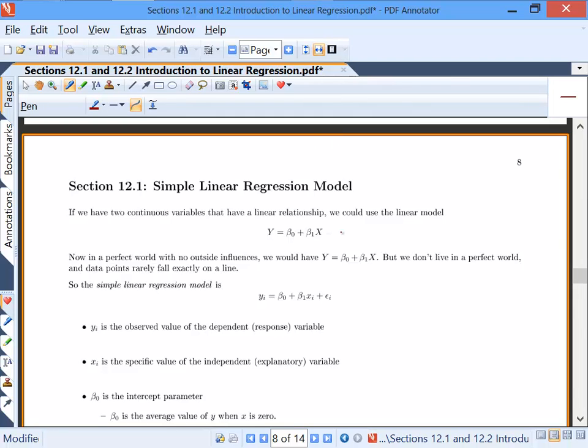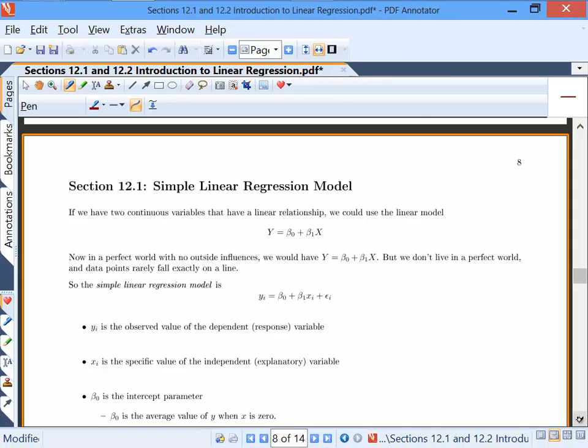Now in a perfect world, with no outside influences, no variation from person to person, we would have this perfect model, and all the points would fall exactly on a line. In practice, we don't live in a perfect world, and there's a lot of natural variation, and points don't fall exactly on the line. It's very rare for points to ever fall exactly on a line.